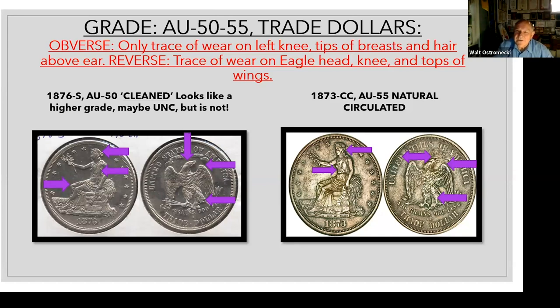And on the right, we've got a 73-CC. It's an AU natural circulated. So it's just from the natural circulation. The wear points are all there. So you can see the high points on the coin. Then again, remember the strikes, especially at Carson City, were often weaker. New Orleans also has lower strikes.